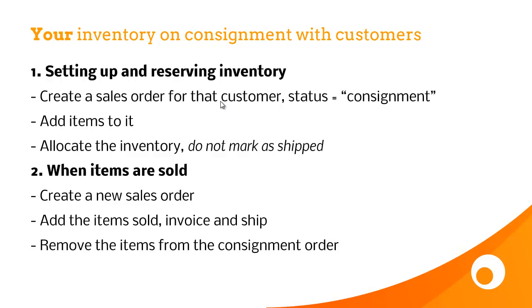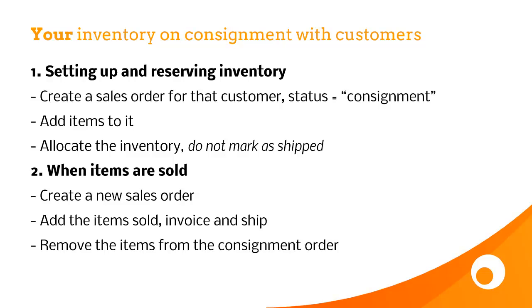So first of all, create a sales order for your consignment customer, and what we're going to do is create a new order status called consignment, so you can see what's out on consignment. You then add items to that sales order and allocate the inventory, and the important thing here is not to mark it as shipped. Because you still own the inventory, you can't ship it, because shipping it will remove it from your inventory, remove it from your balance sheet, and therefore your accounting will be wrong.